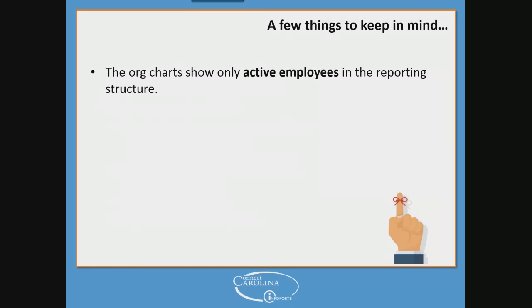So let's talk about just a few things to keep in mind. The big one is that the org charts only show active employees in the reporting structure. And I know you're like, well, of course it does. What does that mean? The big thing is that it means vacant positions aren't shown. So if you have vacant positions in your department, in your reporting structure, they're not going to show on the org chart. It's just going to show the people that are actually active. And also inactive positions aren't shown. So if you have a position that's been inactivated, it's not going to show up on the org chart because there's not a person in that position.